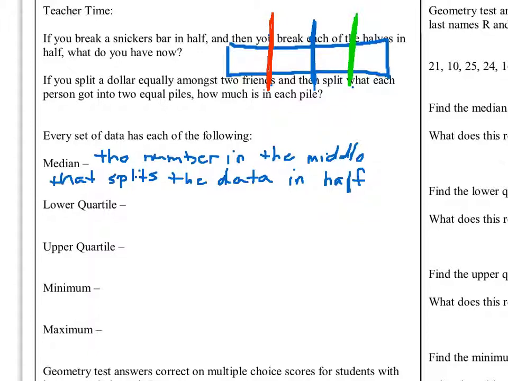What about lower quartile? Anybody got a good sneaking definition of that? All right, I'll give you a lower quartile because I'm feeling so generous today. So with lower quartile, we took the lower half of our data, or our lower half of our Snickers bar, and we found the median. So the lower quartile is the median of the lower half of the data.